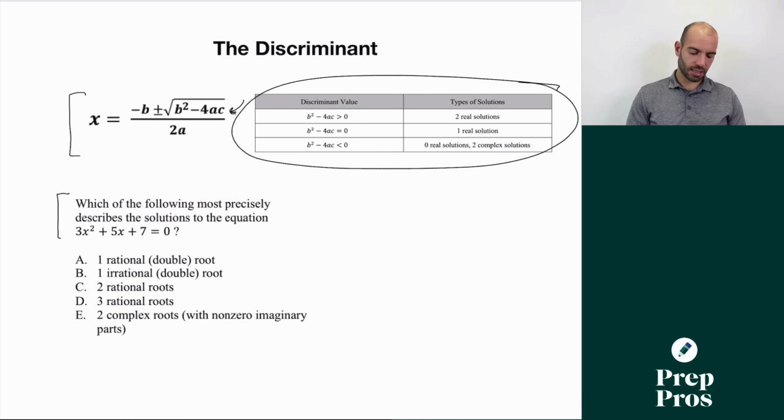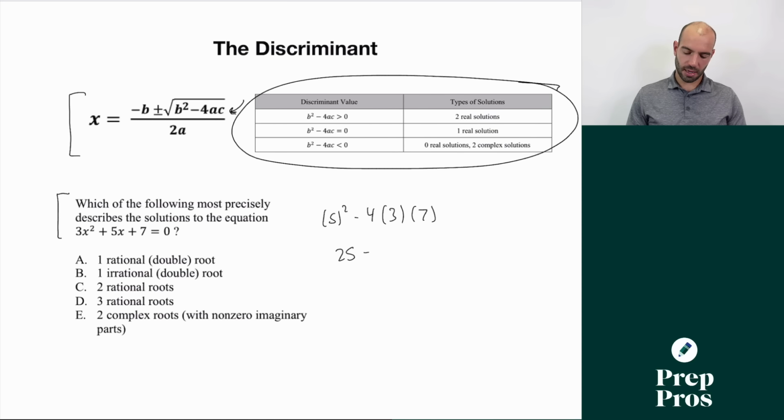So if you see a question like this, which of the following most precisely describes the solutions to the equation 3x squared plus 5x plus 7, we just have to use our discriminant rules. Let's find the discriminant. So it's going to be b squared, which is 5 squared, minus 4. Our a value is 3. Our c value is 7. Let's find out what that equals.